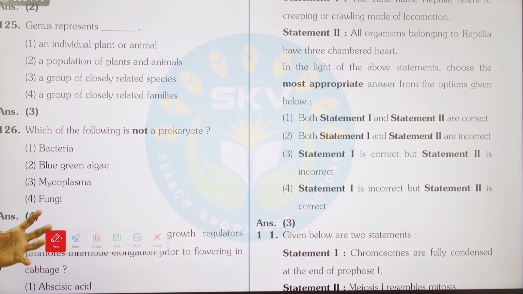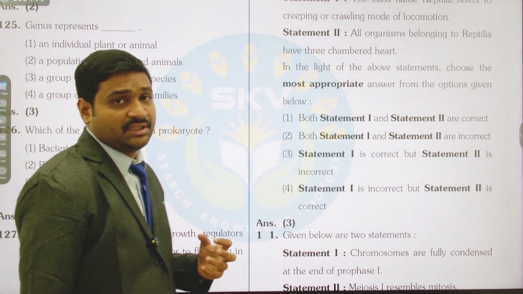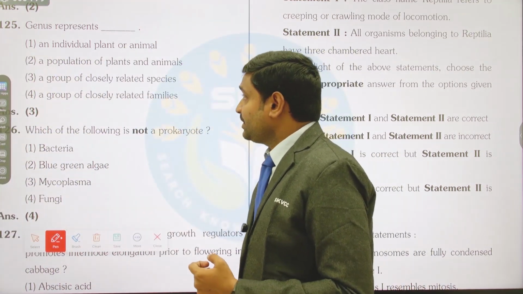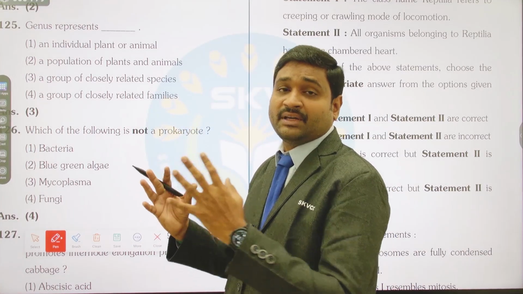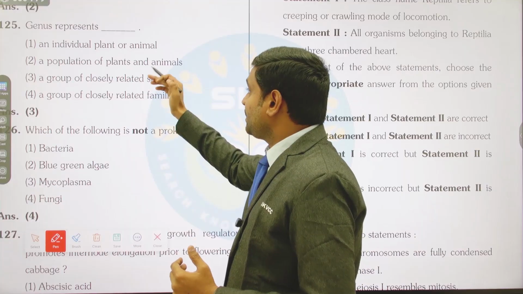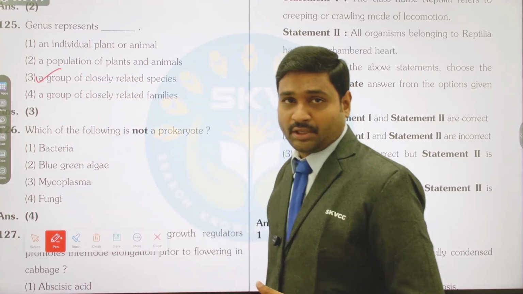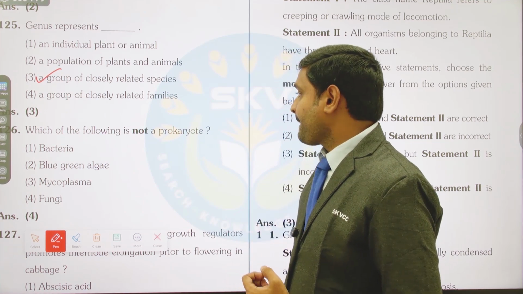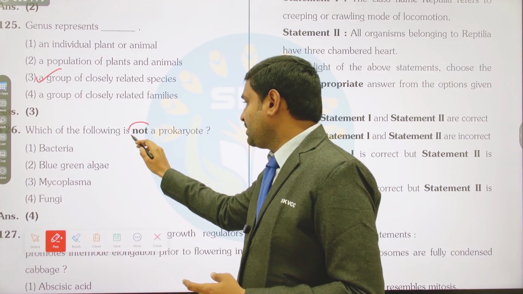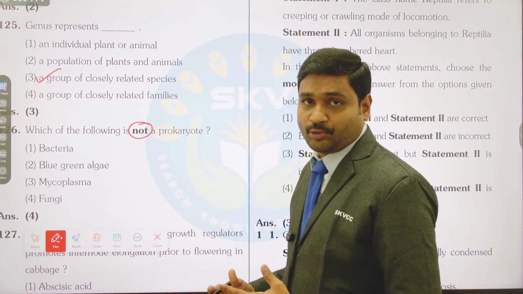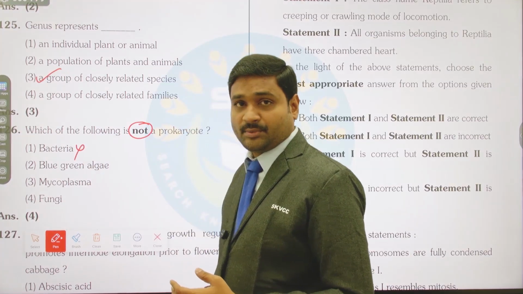Question number 125. Genus represents... this is another question from the Living World chapter. Here genus, as you know, is simply a group of related species. So where is that option, related species? Absolutely option 3. No doubt, no need to take more time. And the next, a simplest question. Which one of the following is not a prokaryote? Here bacteria is a prokaryote, so this is not the option.